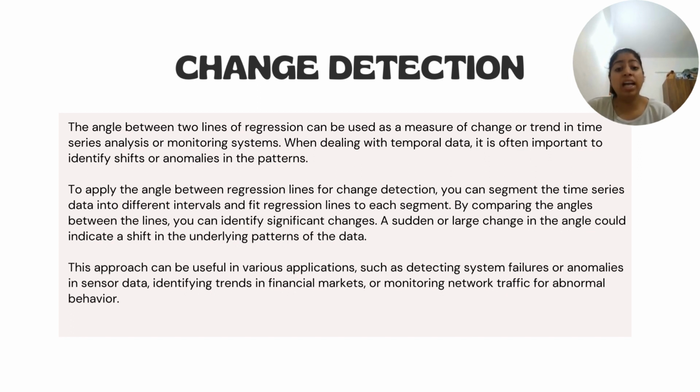By comparing the angle between the lines, you can identify significant changes. A sudden or large change in angle would indicate a shift in the underlying pattern of the data. This approach can be useful in various applications such as detecting system failures or anomalies in sensor data, identifying trends in financial markets, or monitoring network traffic for abnormal behaviors.